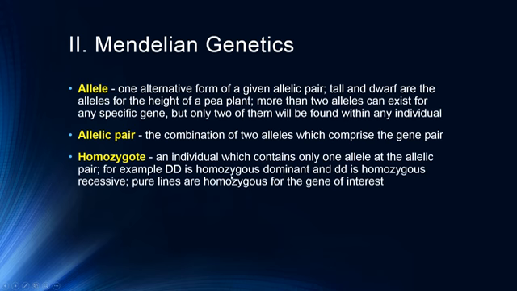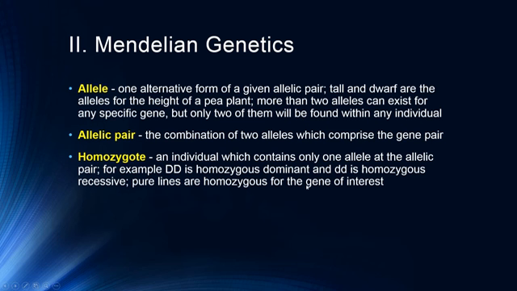An individual who is homozygous is an individual which contains only one type of allele at the allelic pair. So for example, if we have a dwarf dominant gene and a dwarf non-dominant gene, or recessive gene, that's what the uppercase D and the lowercase d is. This double D here is homozygous dominant, and the lower d is homozygous recessive.